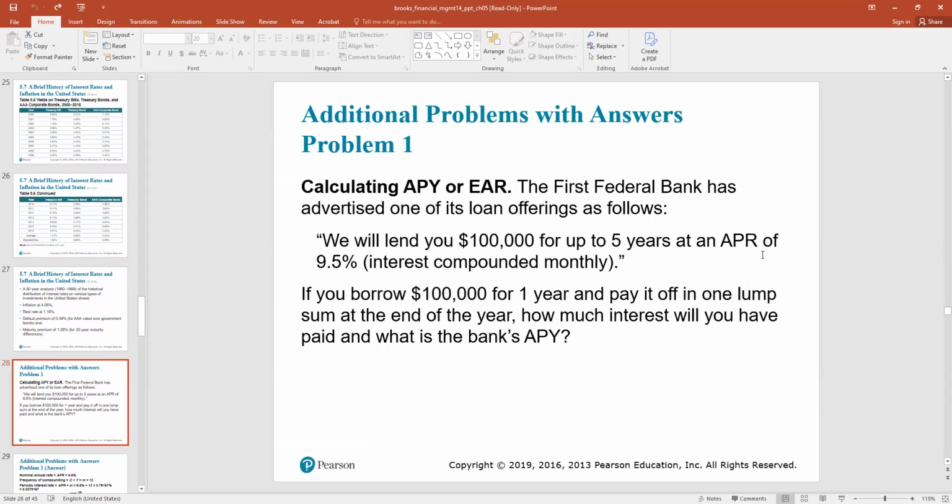Now, let's calculate the annual percentage yield or effective annual rate. The First Federal Bank has advertised one of its loan offerings as follows. We will lend you $100,000 for 5 years at an APR of 9.5%, compounded monthly. If you borrow $100,000 for 1 year and pay it off in a lump sum at the end of the year, how much interest will you have paid? And what is the bank's effective annual rate?